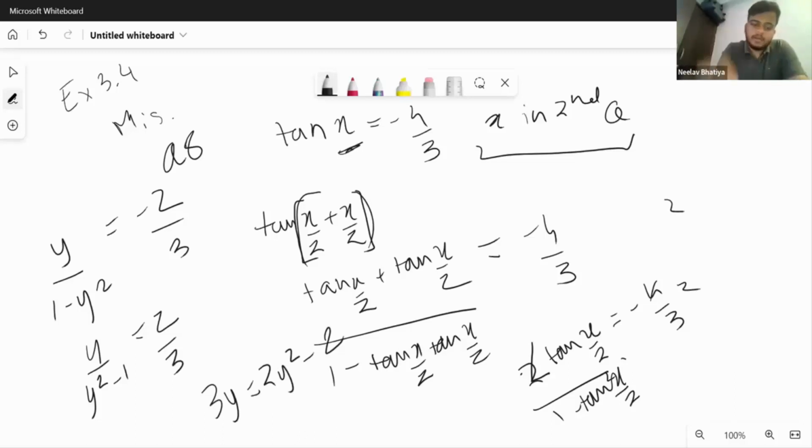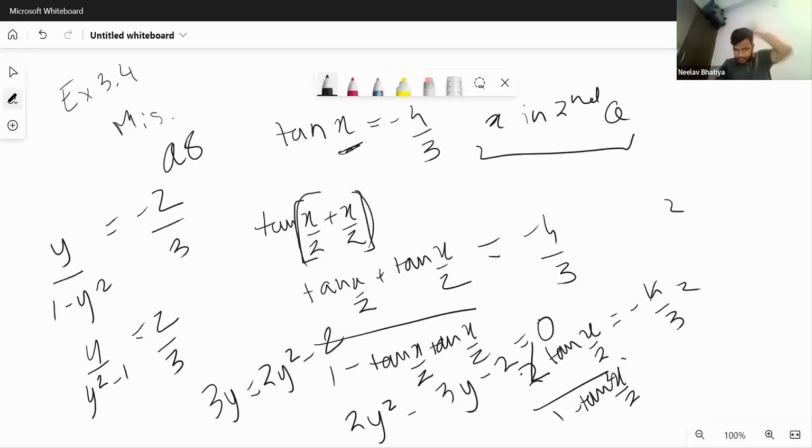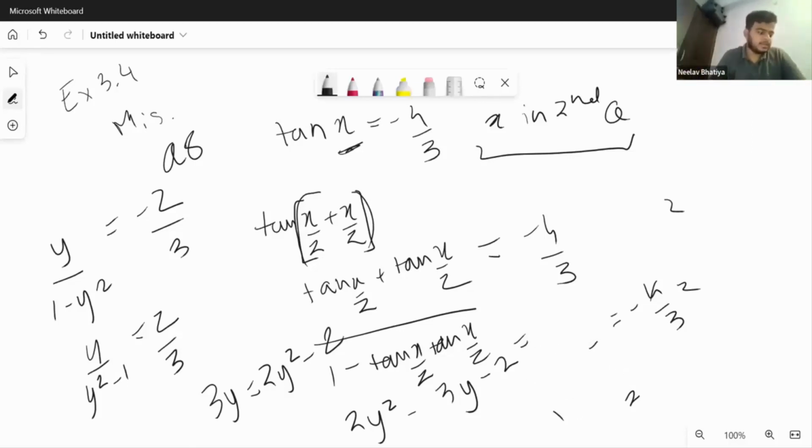Taking these two terms out separate, I get 2y square minus 3y minus 2 equal to 0. And this is a quadratic equation, correct? Are you able to separate anything out of here? Yeah, you might be able to. In this particular exercise, you might be able to.